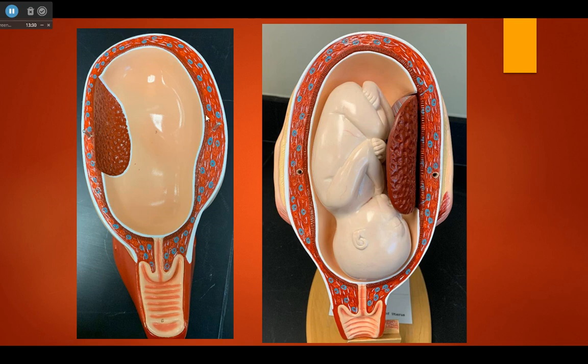Layers, we have the endometrium here. The myometrium that has the muscle, the perimetrium on the outside. Here we have the placenta. Here is our ugly baby. And I don't remember if I said cervix of the uterus, but there it is again.